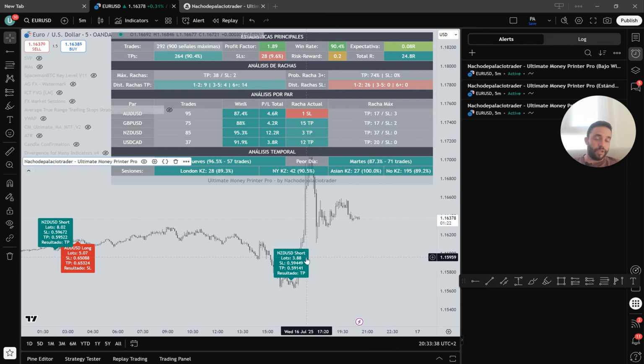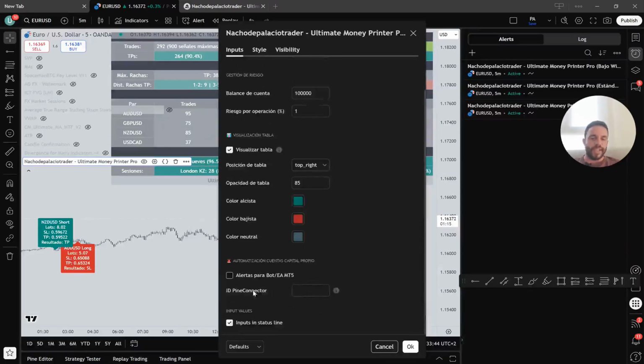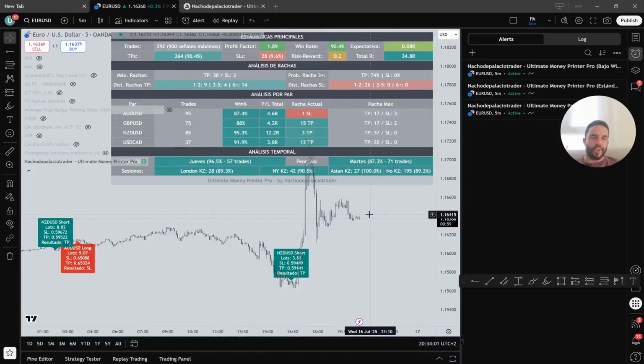So also, if you have a personal account with your own capital, there's also the possibility, which we've seen here in the settings, of using Pine Connector. But you do need to have a Pine Connector subscription, that's important. I think the cheapest one is about 29 euros a month, if I remember correctly, and you just enter your ID here, install it, and your trades are executed automatically. This is important. It's only for accounts with your own capital, okay?